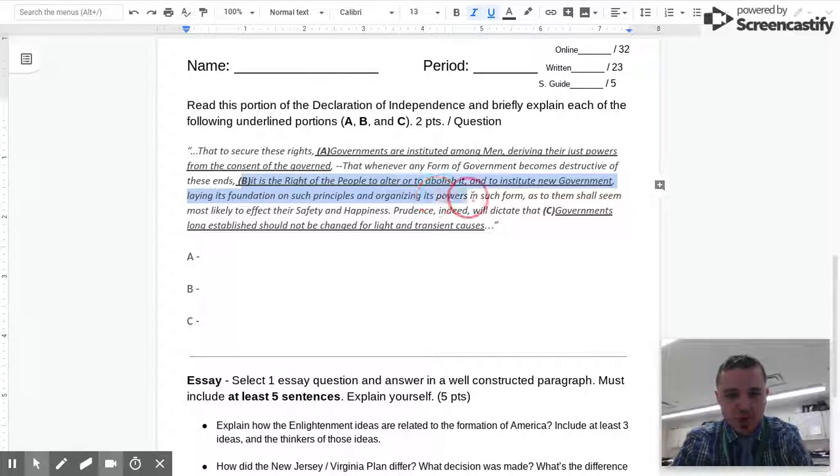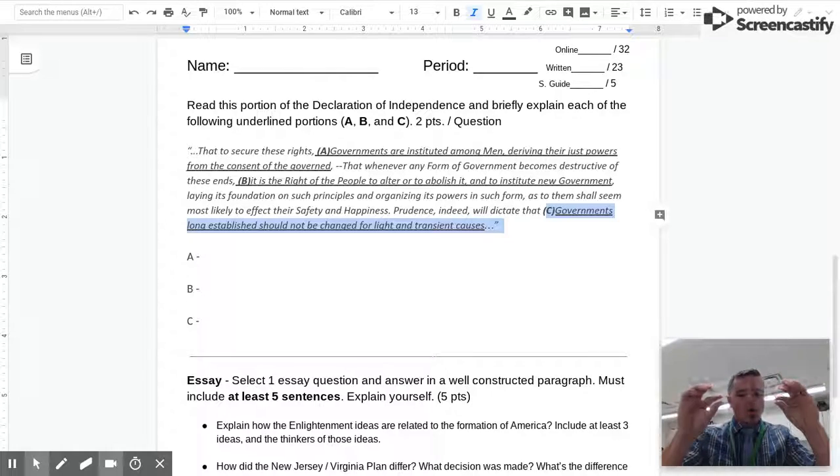It is the right of the people to alter or to abolish it and institute new government. What does this mean? It's your right to destroy government, overthrow government, and create new government if they take away your natural rights. And finally, governments long established should not be changed for light and transient causes. Government shouldn't be changed for small issues. Government should be changed for large, overarching issues.